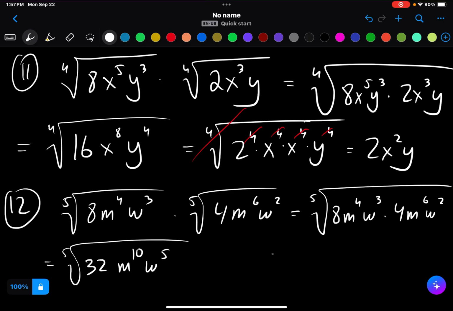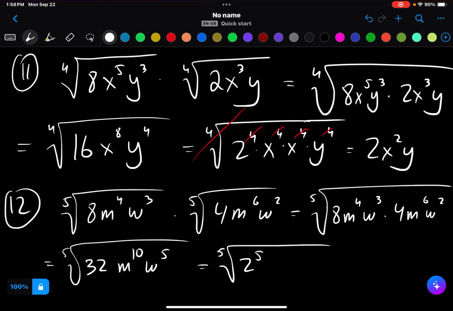All right, the 32 can be written as 2 times 16, and the 16 is 2 times 8, and the 8 is 2 times 4, and the 4 is 2 times 2. At the end, you're going to have 5 2's. So it's going to be 2 to the 5th power.